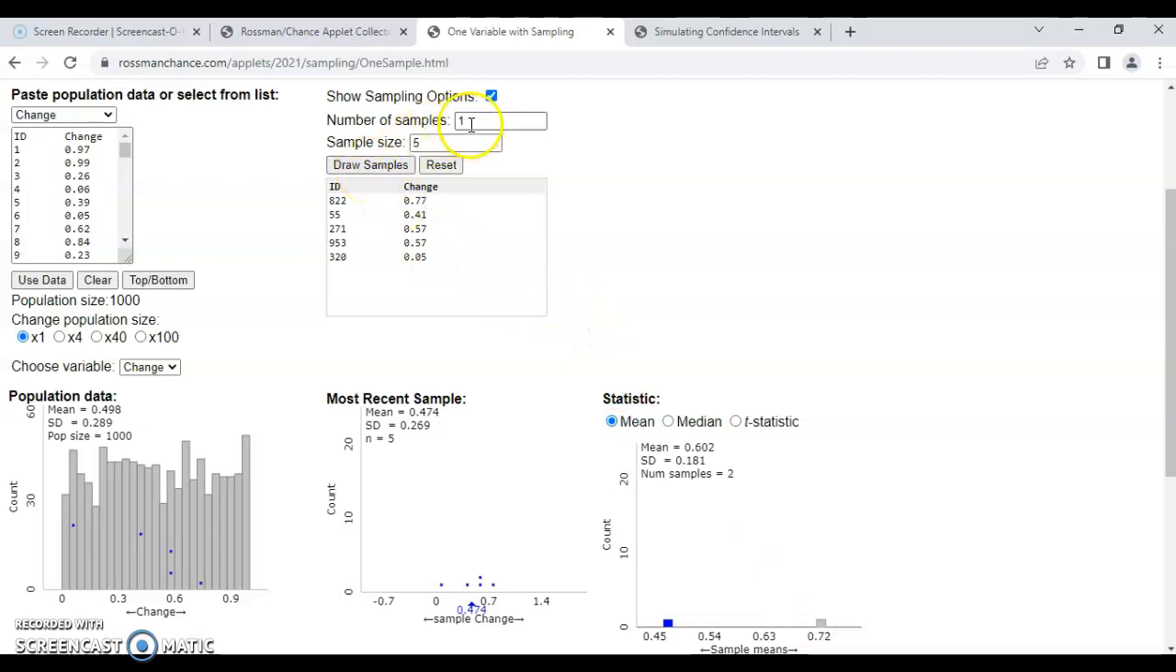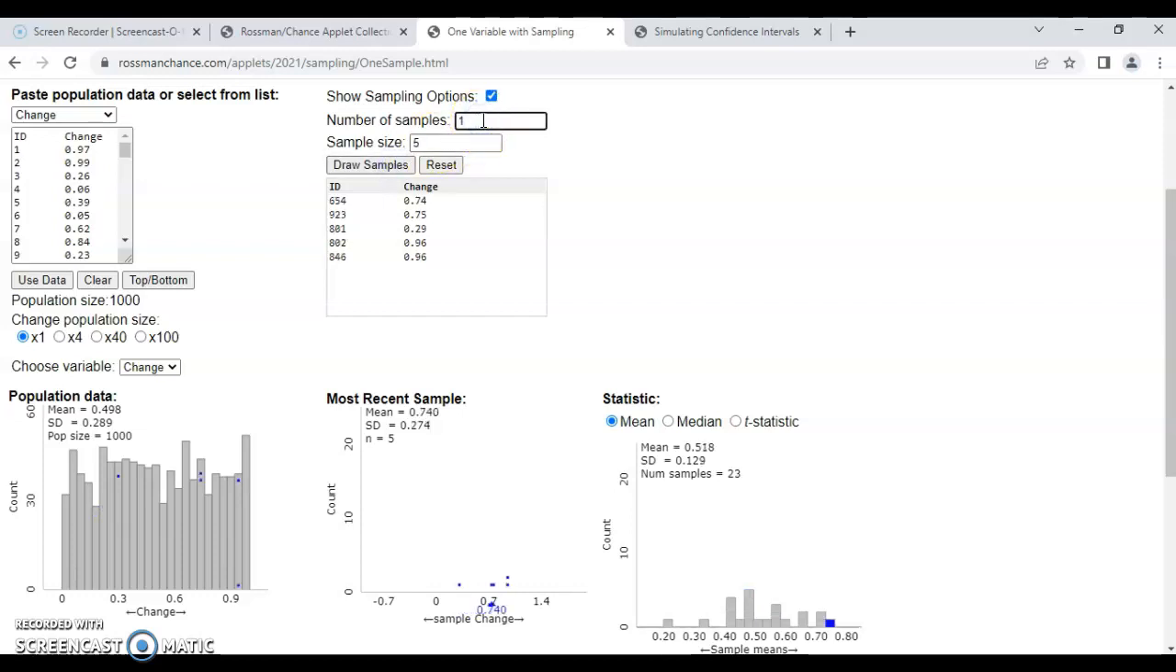So let's draw a few more. You can see, if you keep your eye on those graphs down there, how the sampling distribution on the right, the bottom, is being generated. Right, so effectively the software is building a histogram of the sampling distribution for us as we draw samples of 5.